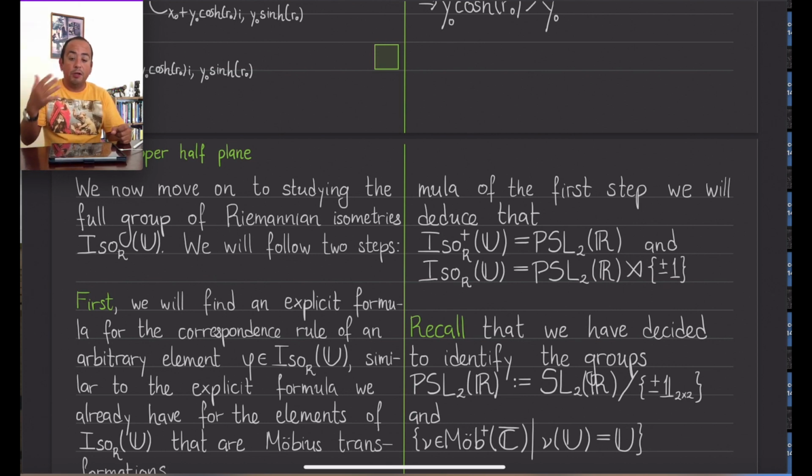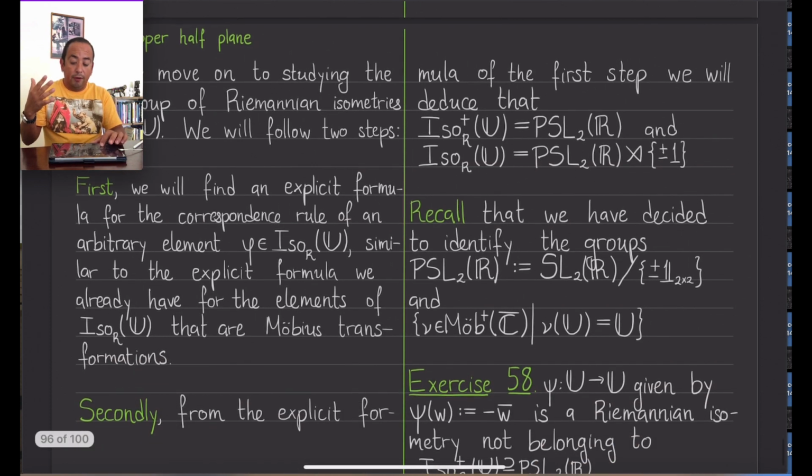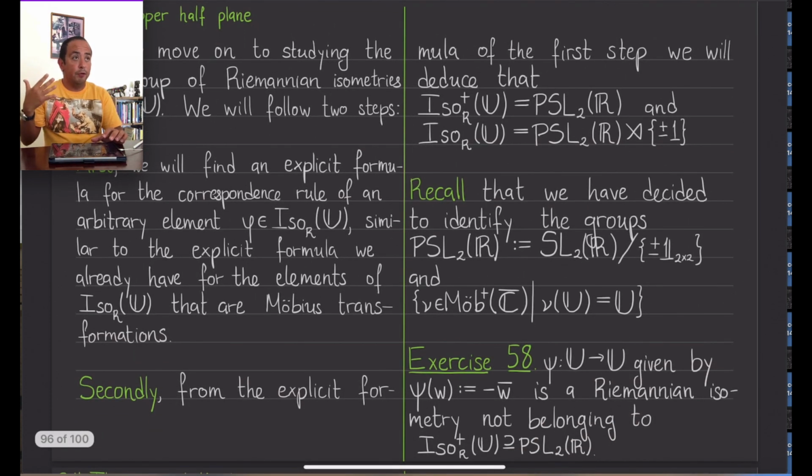And so the strategy I'm going to follow is that first I'm going to find an explicit formula for arbitrary Riemannian isometries of the upper half plane. So in other words, I'm going to find an explicit formula with the property that the correspondence rule of any Riemannian isometry is given by this formula. So describe the correspondence rule of arbitrary Riemannian isometries explicitly.